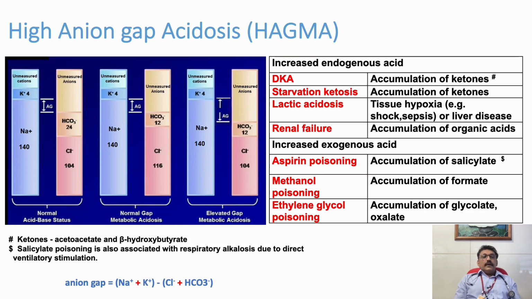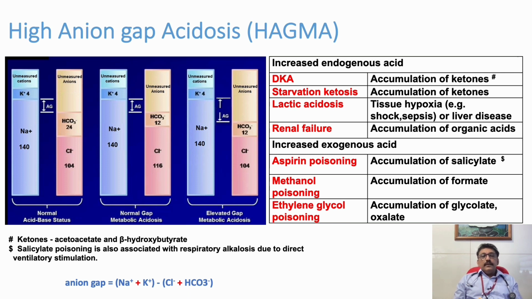So you can calculate the anion gap by sodium plus potassium minus chloride plus bicarbonate. You can see the picture here. In normal anion gap metabolic acidosis, you can see the anion gap in these two pictures: sodium plus potassium minus chloride and bicarbonate. That difference you can see in the middle part. So that's a normal gap, normal anion gap metabolic acidosis. But whereas in the third area, the anion gap is increased.